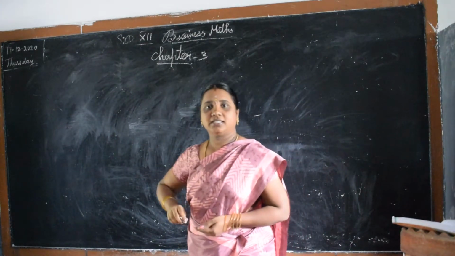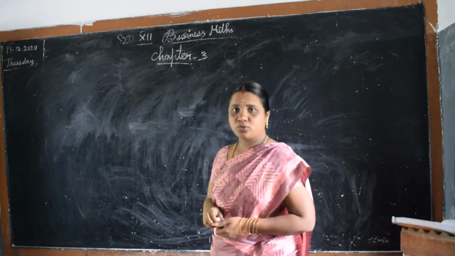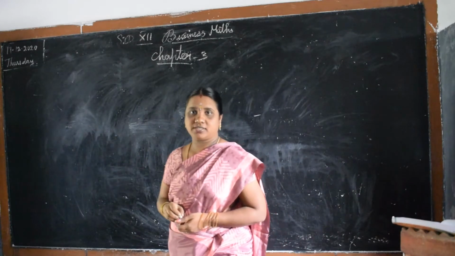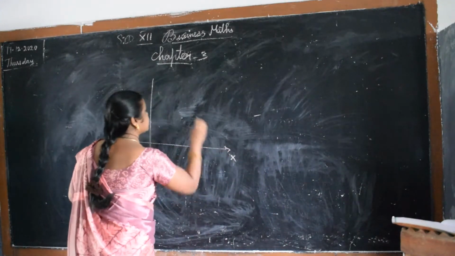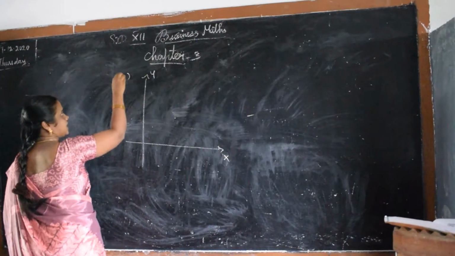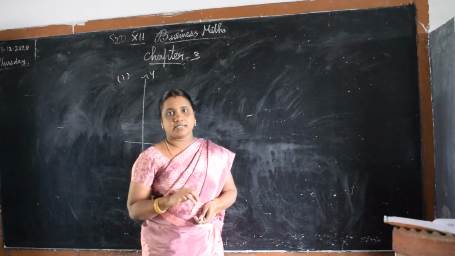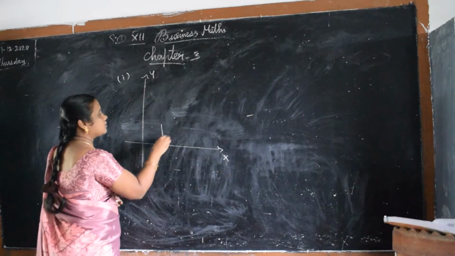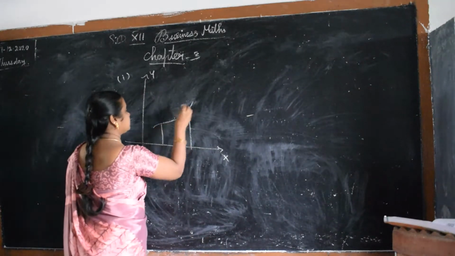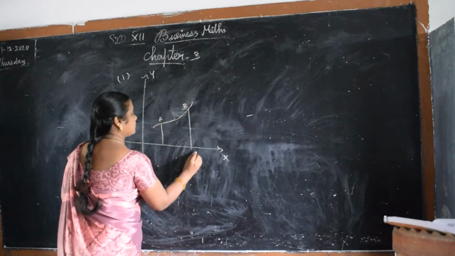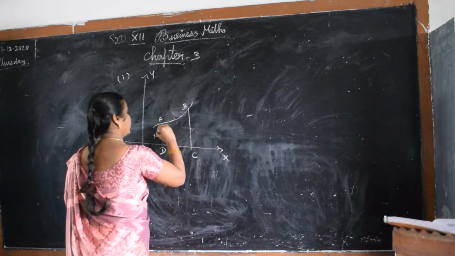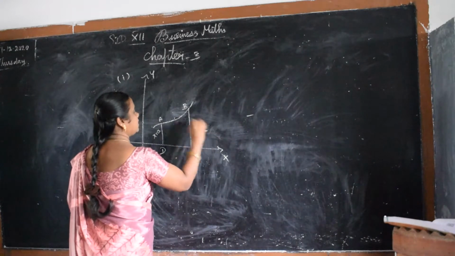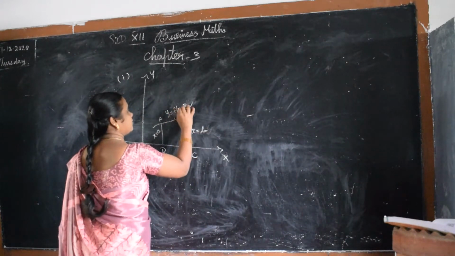We are going to find the area bounded by the curve using geometrical interpretation. See here, for example, x and y. This is the first case. Totally 4 cases are there. See here, this is the curve C, D. x is equal to a, x is equal to b, y is equal to f of x.